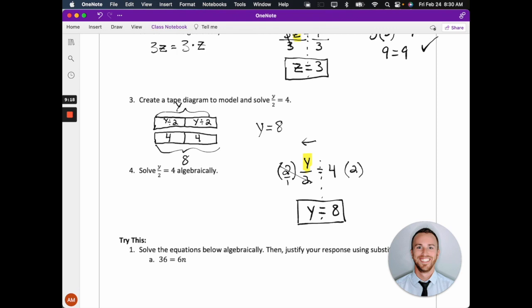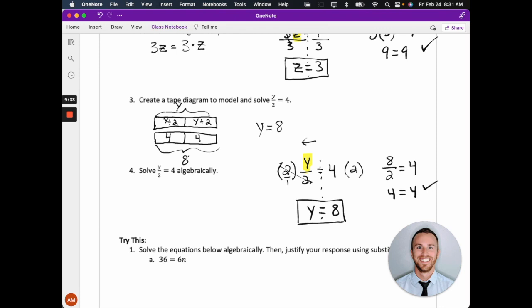All right, now I'm going to substitute this value back in just to double check. It was y divided by 2 equals 4, so I'm just going to plug in the 8. So I get 8 divided by 2 equals 4. Is that true? Well, 8 divided by 2 is 4. 4 equals 4. I'm good.